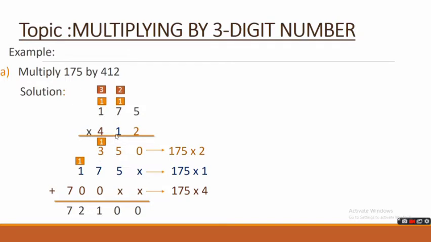Now it's tens multiplication. So write the answer in the tens column and put a cross in the ones column. So 1 5 is 5, then 1 7 is 7 and 1 1 is 1. By multiplying 1 with 175 we get the answer 175.